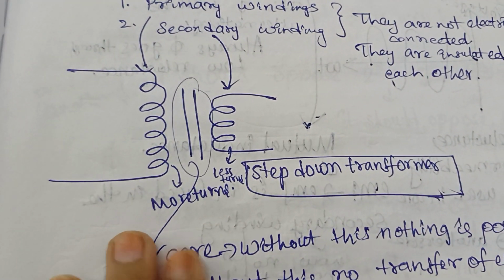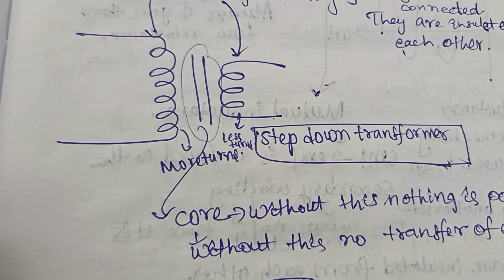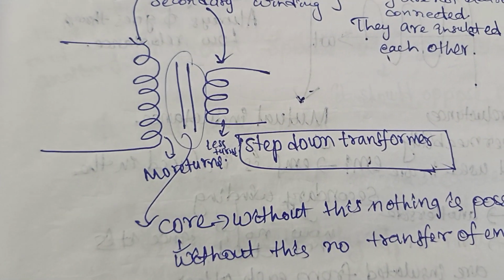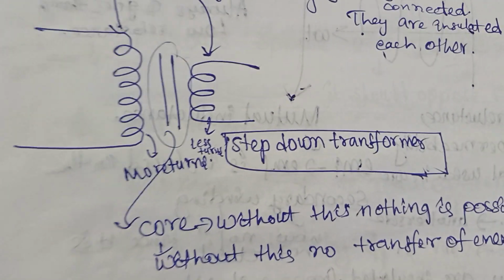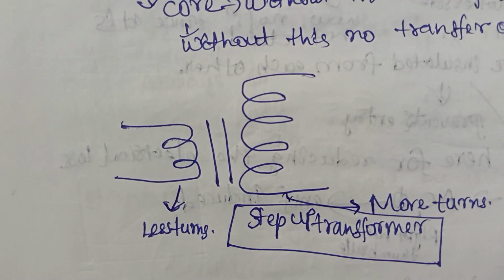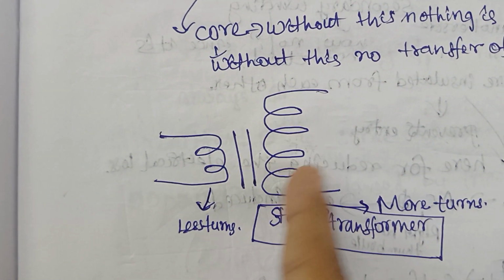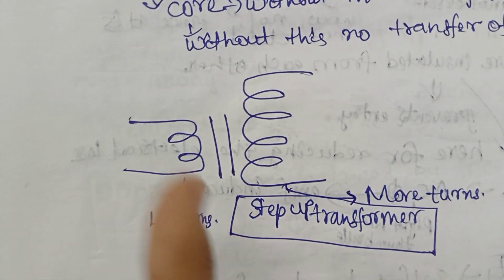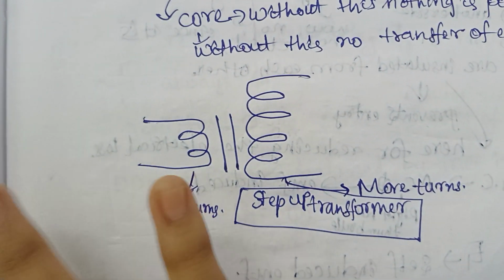Here it will be more number of turns. When the primary winding has more number of turns and the secondary winding has less number of turns, then it is said to be a step down transformer. The step up transformer is quite the opposite. Whenever your primary winding has less number of turns and the secondary winding has more number of turns, in that case we define it to be a step up transformer.